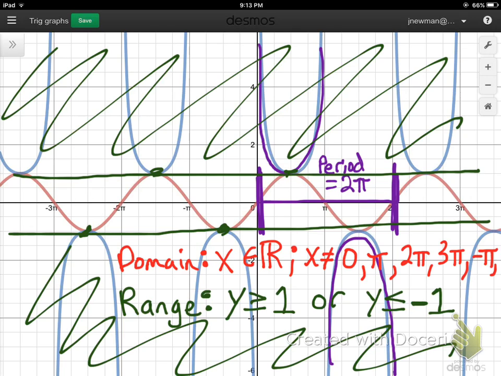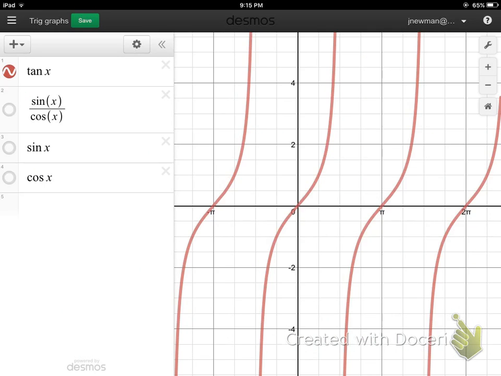Especially important are these places right here and here, where if you just plot those points where the y value equals 1, and you also plot the asymptotes, then you will get all of the idea of the graph, and that's what I really care about. Okay, let's move on to tangent.